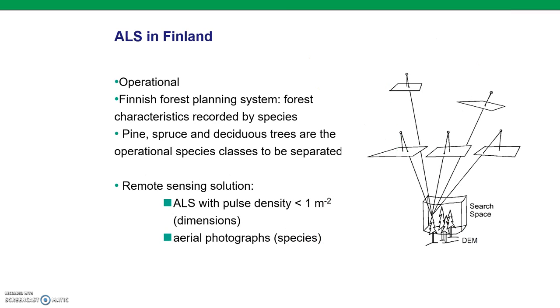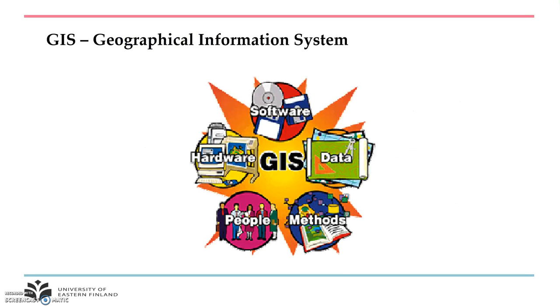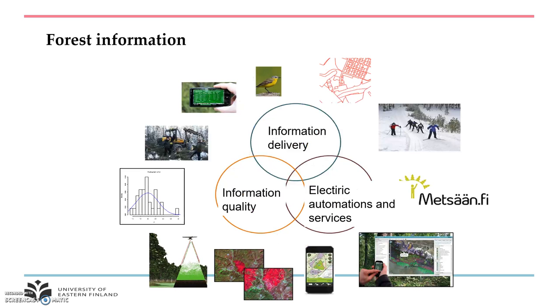It's operational in Finland, covered everywhere nowadays, and the species are also separated, but we also have aerial photos from these areas. GIS, integrating everything, is clearly one needed skill, and we now have so many various needs. We now have different ways to deliver information.